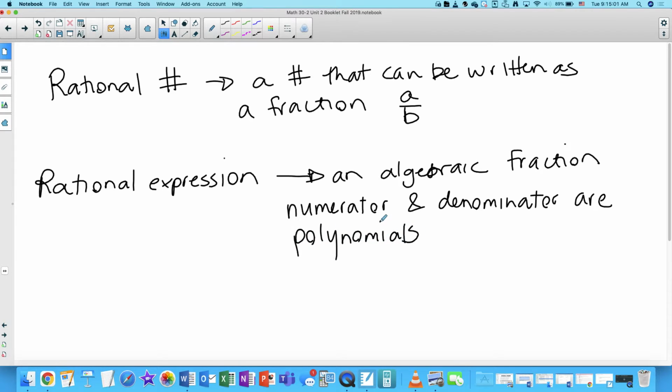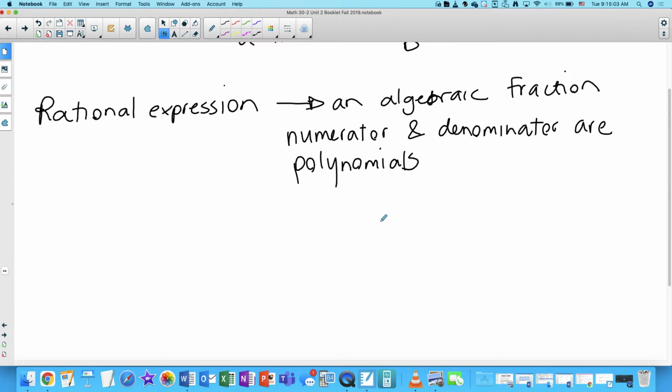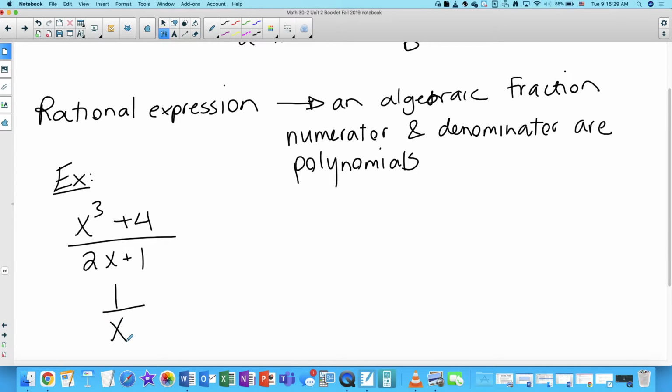So for example, something like this, when we talked about polynomial functions, so we know what polynomials are, hopefully, x cubed plus 4 over 2x plus 1. That is a rational expression because it's a fraction, numerator and denominator are both polynomials. So this would be an example of one. There's lots of them though. Even just 1 over x is a rational expression. We can come up with more.